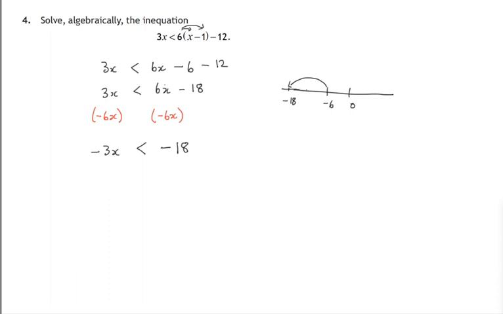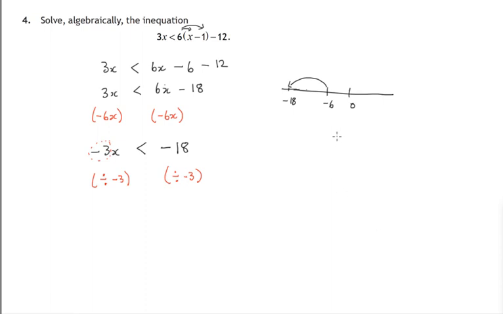Now this is an inequation. We would now say, how do we get rid of this negative 3 times x? We do the opposite of multiplying by negative 3. We would be dividing by negative 3, both sides. Now there is a danger when we divide both sides by a negative number.